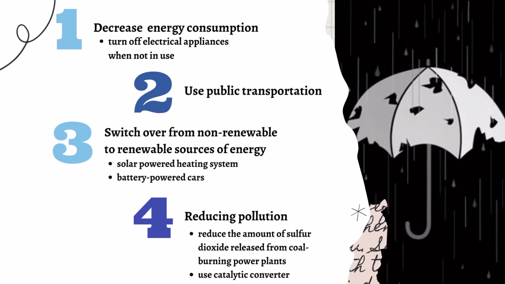Lastly, reducing pollution. The amount of sulfur dioxide released from coal-burning power plants could be reduced by using coal that contains less sulfur, or we could wash the coal first. Use a scrubber, which is a cleaning installation that helps to remove the sulfur dioxide from gases leaving the smokestack.